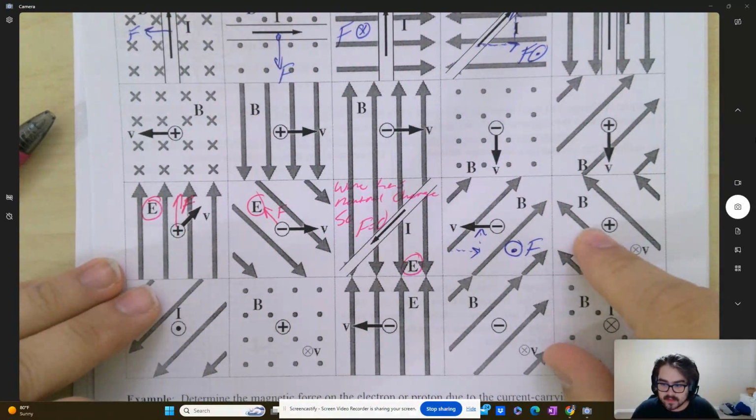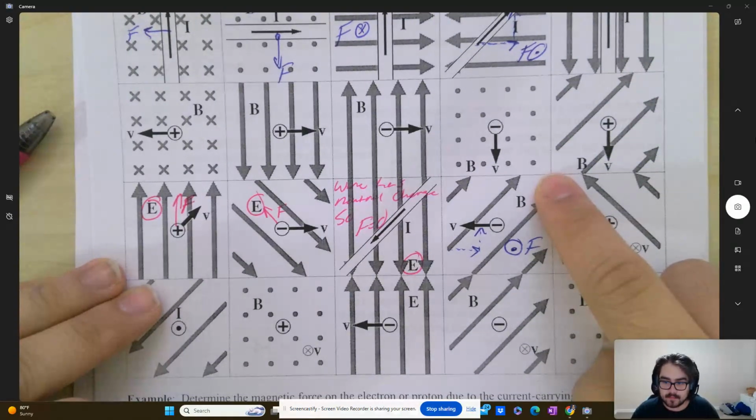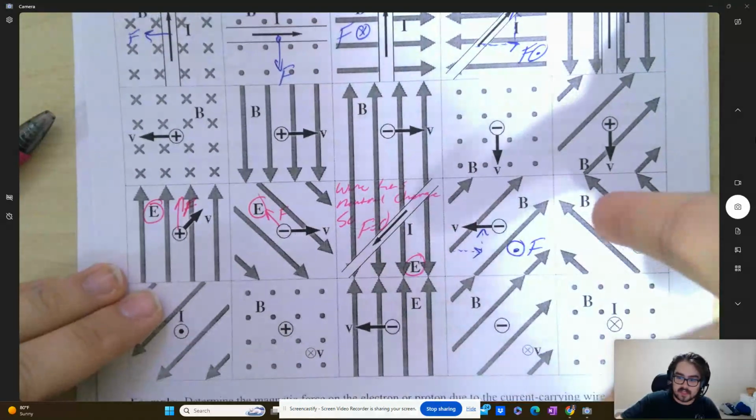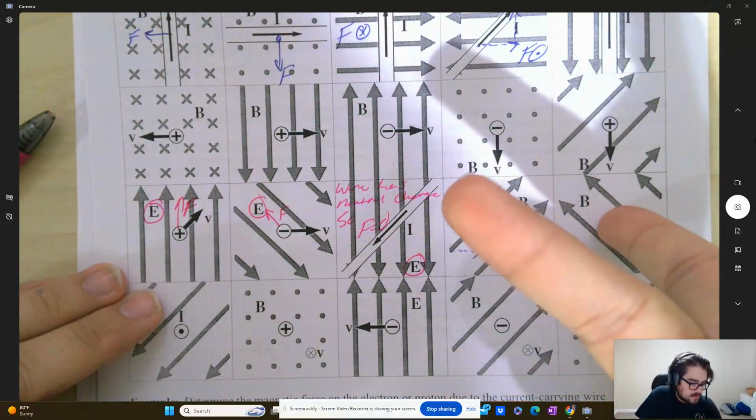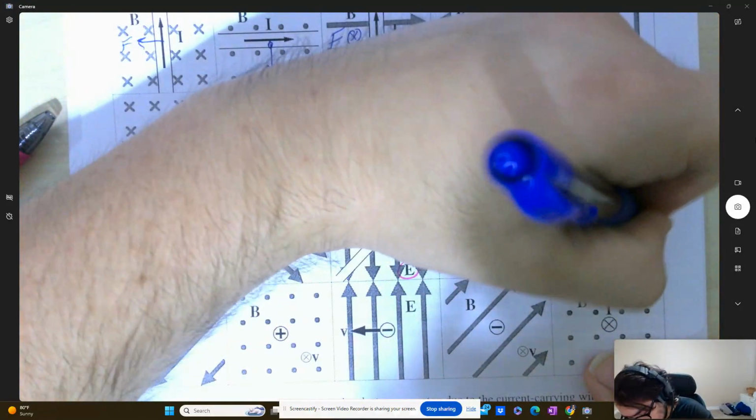And then here in this example, you have a positive charge that has a velocity going into the page and the B field that's going up and to the right. So this is a positive charge, so right hand, velocity goes into the page, B field goes up and to the right. You would notice then that the force is going to pull up and to the right.